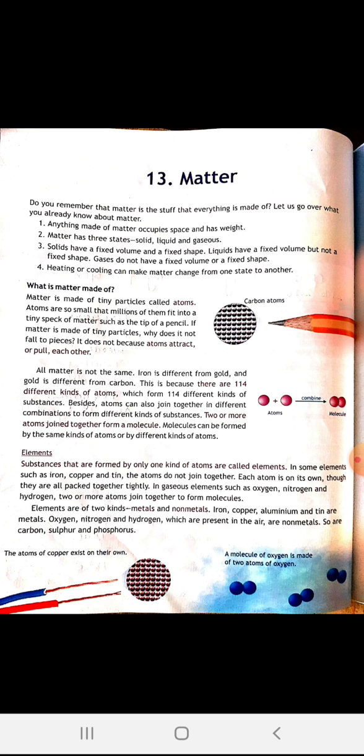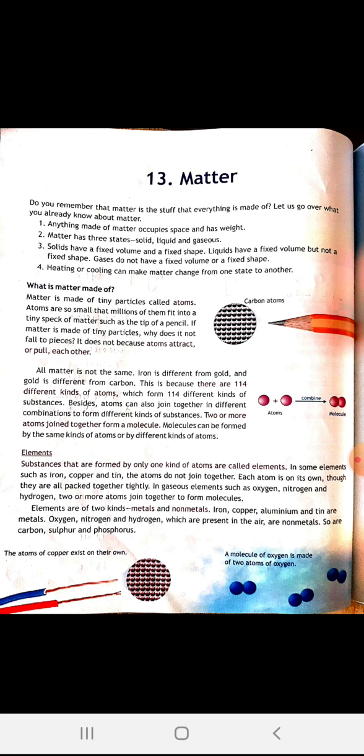So first, what is matter made of? Matter is made of tiny particles, and what are these tiny particles called? They are called atoms, right? And atoms are so small in size that millions of them fit into a tiny speck of matter, such as the tip of a pencil. If matter is made of tiny particles, why does it not fall to pieces? Because atoms attract or pull each other. That's why they do not fall to pieces.